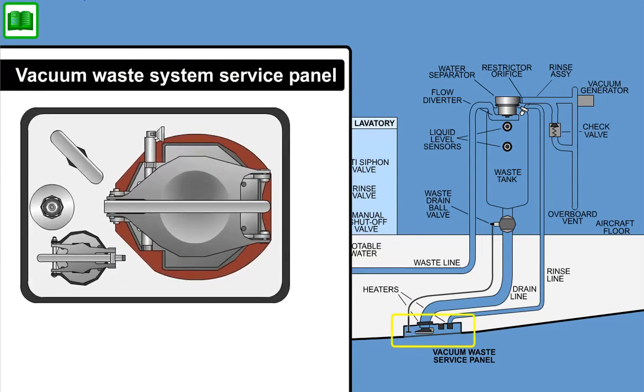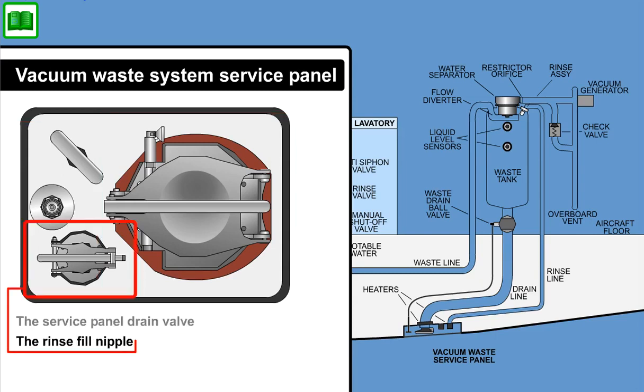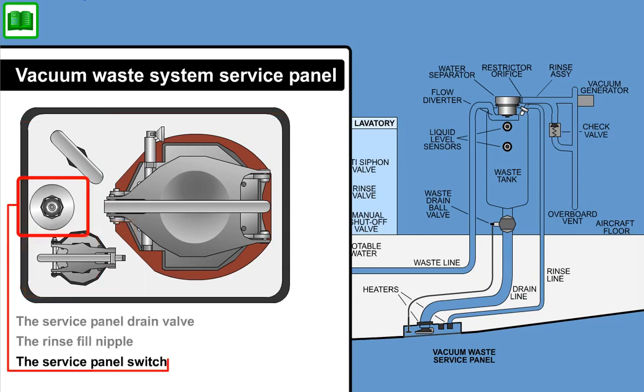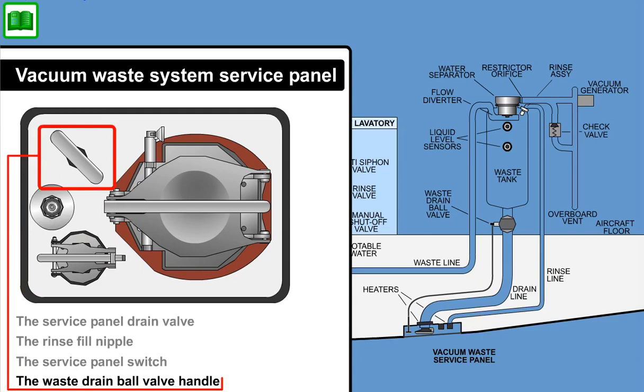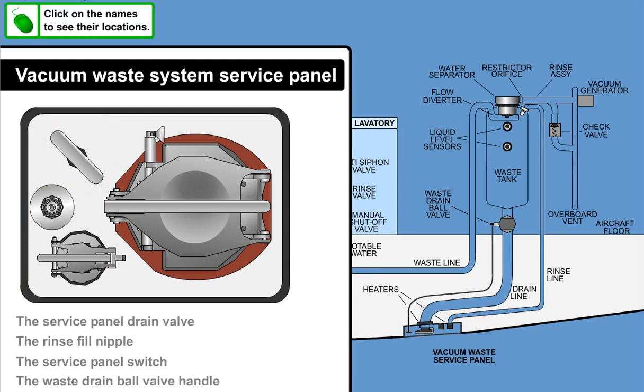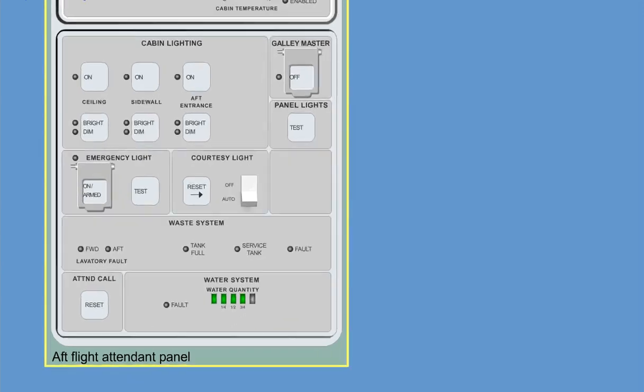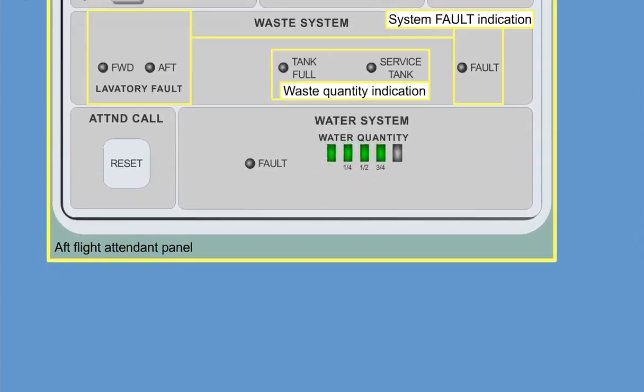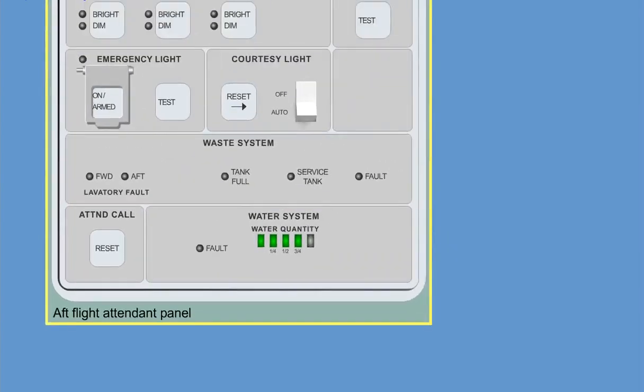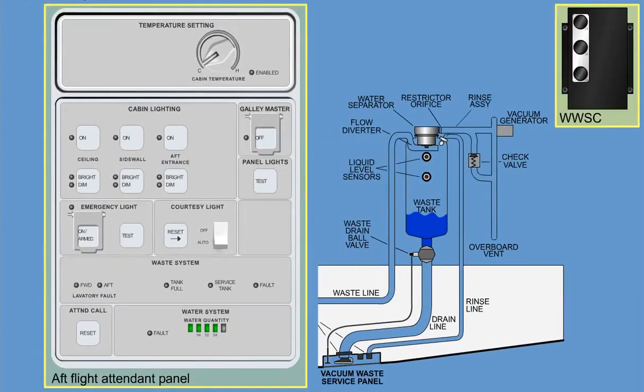The vacuum waste system service panel is installed on the rear right-hand side of the fuselage. The following parts are installed on the service panel: the service panel drain valve, rinse fill nipple, the service panel switch, and the waste drain ball valve handle. The aft aircraft flight attendant panel provides waste quantity indication and system fault indication. The water and waste system controller monitors the waste tank level sensors and sends an output signal to the flight attendant panel to indicate the correct quantity.